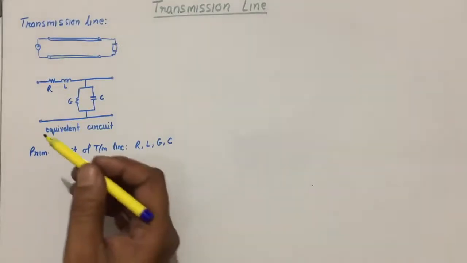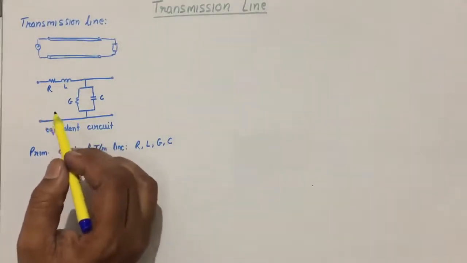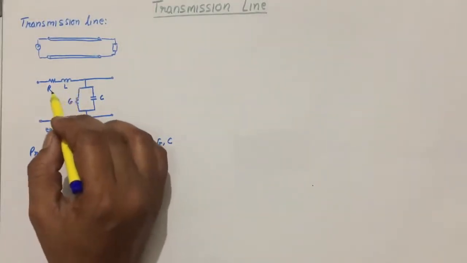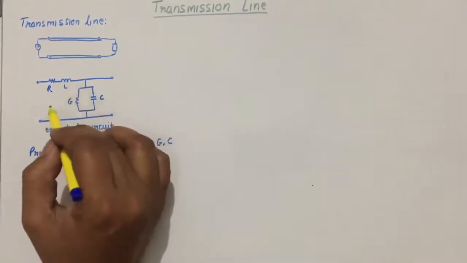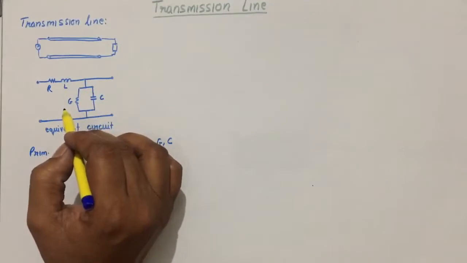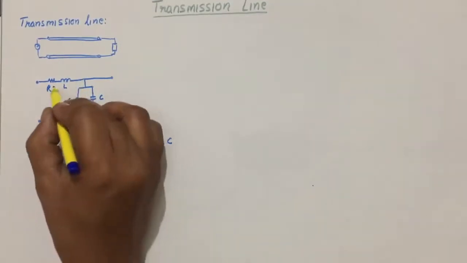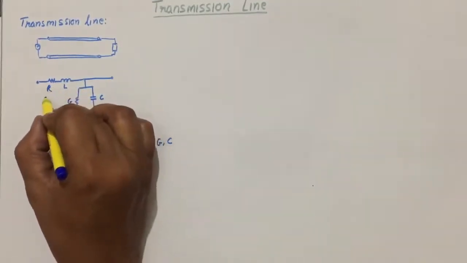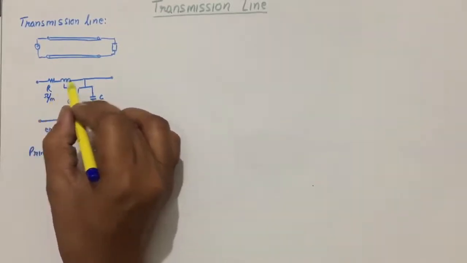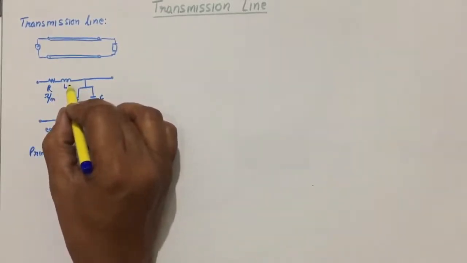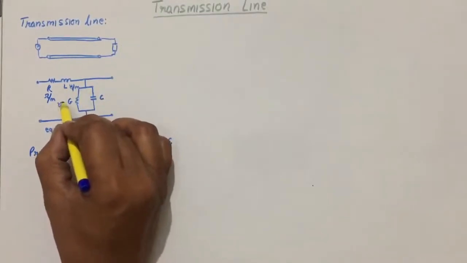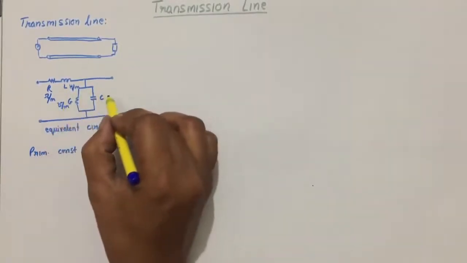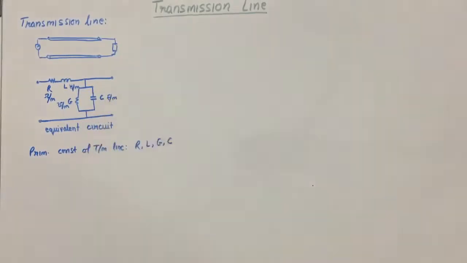Now a few points are required to remember here, that is, these parameters are in per unit length. So the unit of this will be ohm per meter, Henry per meter, mho per meter, farad per meter.